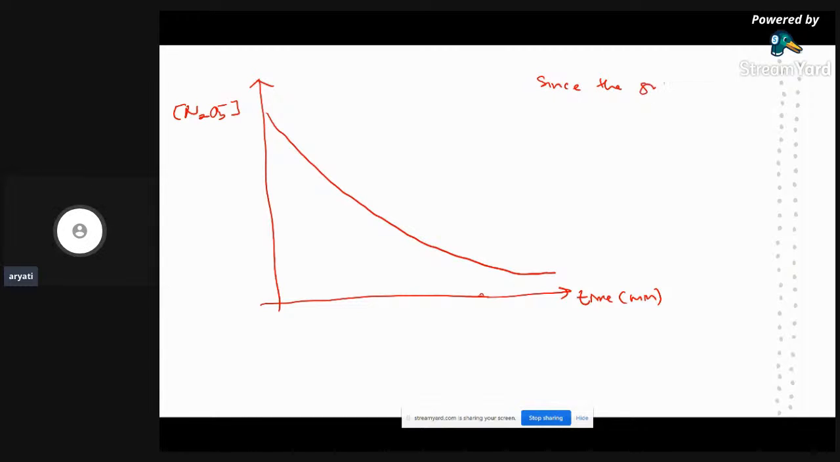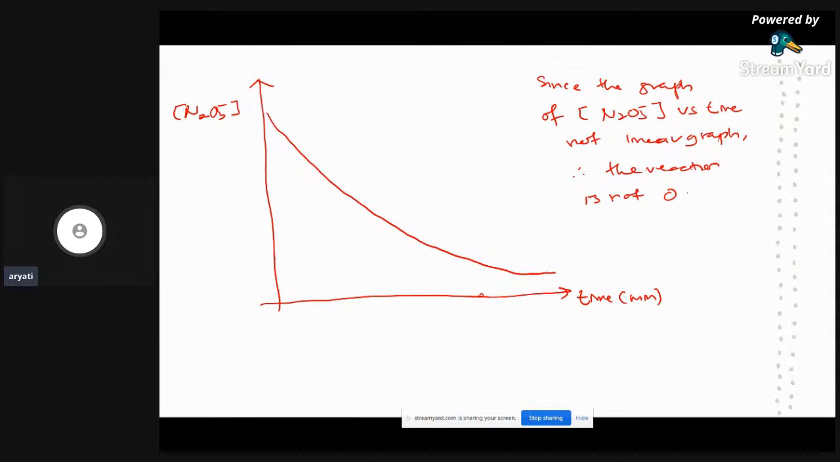Since the graph of concentration of N2O5 versus time is not linear, therefore the reaction is not zero order. So let's say if you draw the graph and you get a linear graph, a straight line, then it is zero order. So now we plot the graph of concentration versus time, and we do not get a linear graph; the graph is curved.